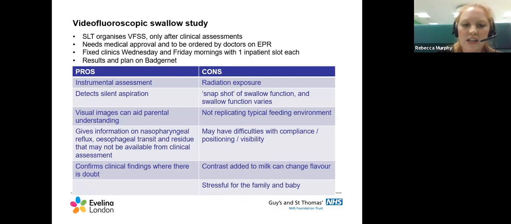Then that would be arranged, so requested by the medical teams on EPR. They would order that on EPR, and then we do fixed clinics. So we have a fixed clinic on a Wednesday morning and a Friday morning, and we have one inpatient slot. So usually there's 2 inpatient slots a week.